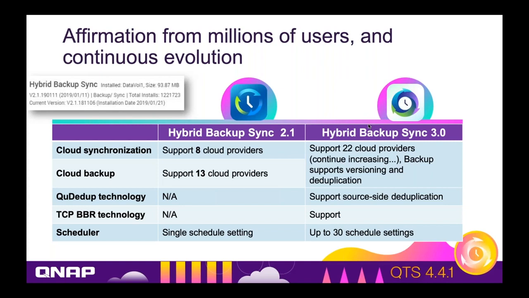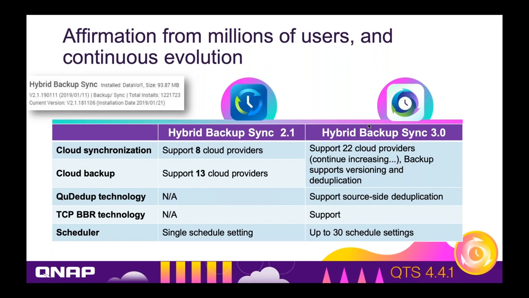So first, let's compare the new hybrid backup sync to the old hybrid backup sync. The old hybrid backup sync supported 8 cloud providers for synchronization and 13 cloud providers for backup. The new hybrid backup sync supports 22 cloud providers for both backup and sync.